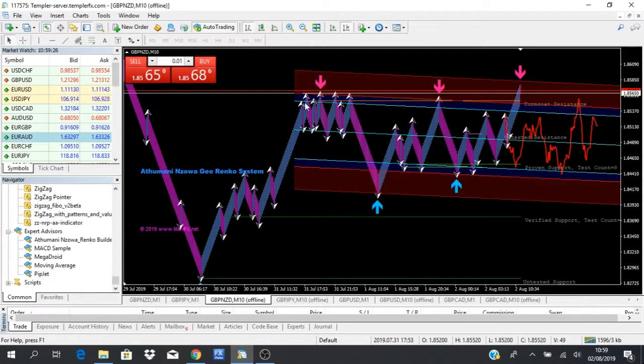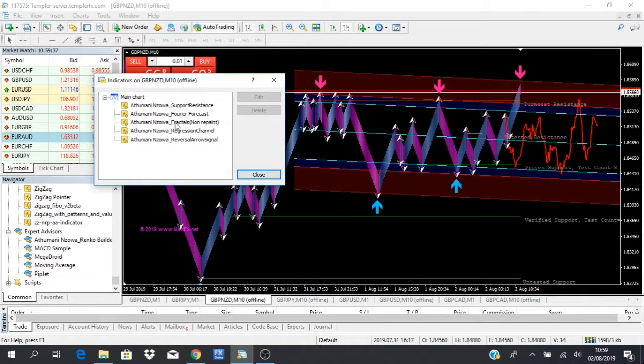Okay, because the other thing is that I adjusted the arrows in a way that they had to go end to end and all that. So this is what I did. Right click to the indicators list, and then this is my regression channel. The indicators are exactly the same. We have the support and resistance, the Fury and forecast, which actually tells us the future of the move, and then we have the fractals, these white diamond things, and then the regression channel, this one, and then the reversal arrow signal, which are the pink arrows and the blue arrows.